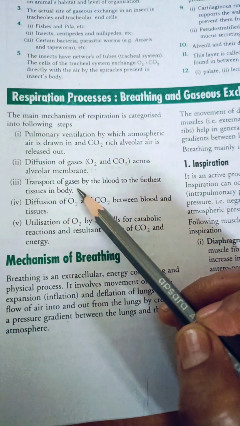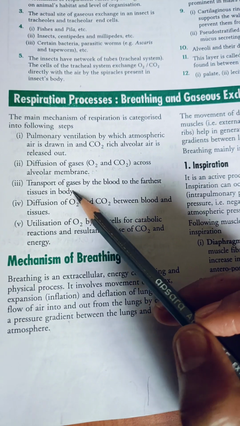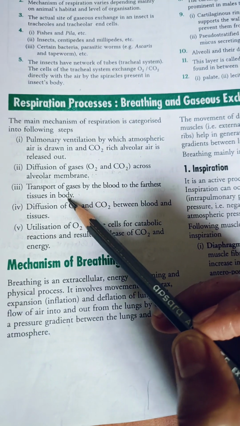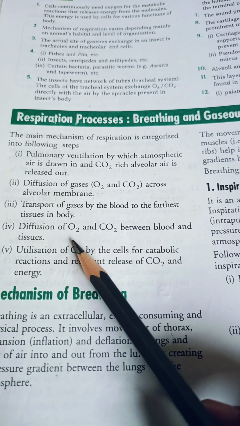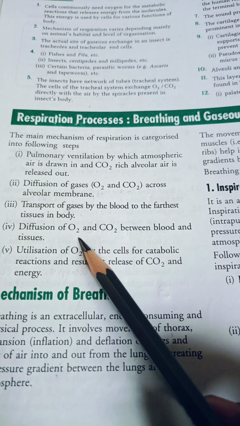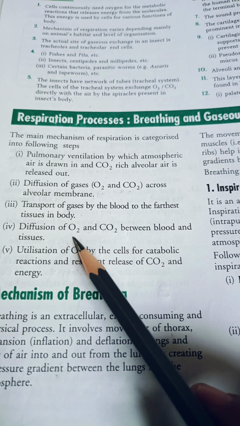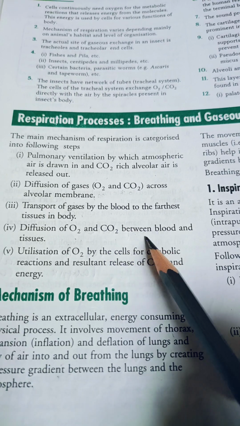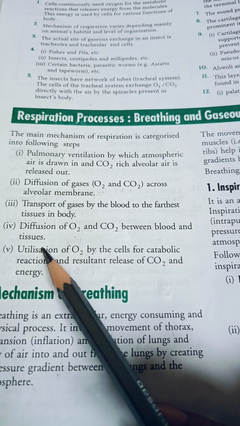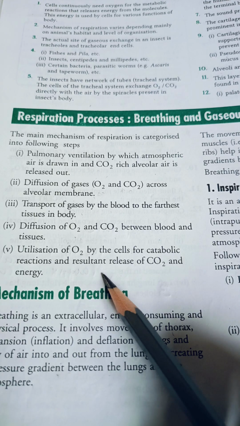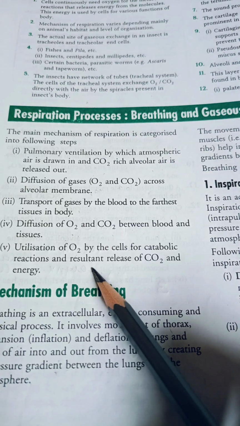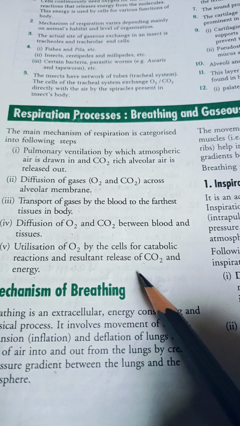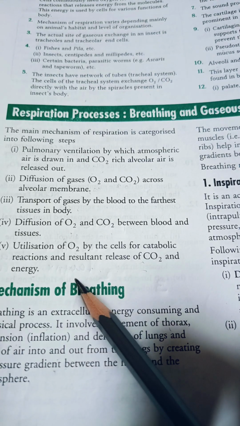Next, at the blood level, there is transport of gases by blood to the tissues, then diffusion of O2 and CO2 between blood and tissues. Then when the O2 goes inside the tissues, it is utilized for many catabolic reactions and CO2 is released with energy, ATP.